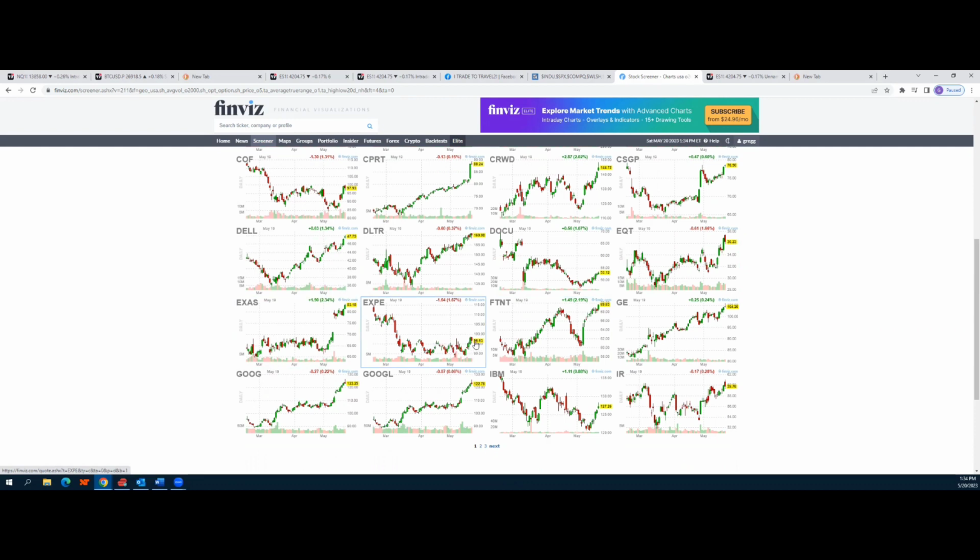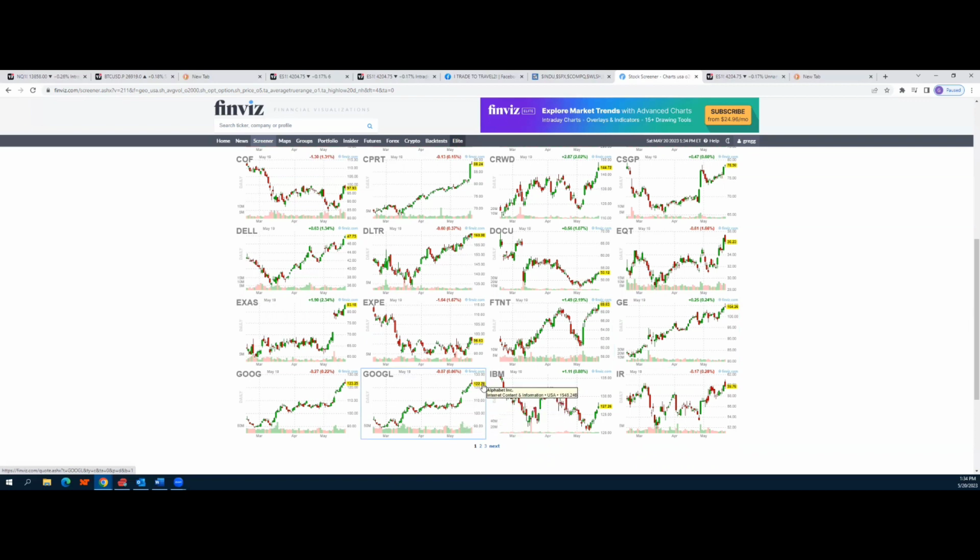Expedia, definitely. I want to see it clear above here. So it gets above 97, I'm interested. Okay, let's see. FTNT, I like it. Above 69.75. Yes. GE, I like. Above 104.50. Definitely, I'm interested. Google, definitely above 123.